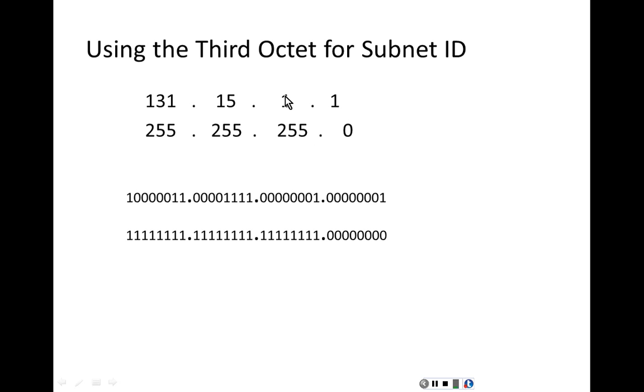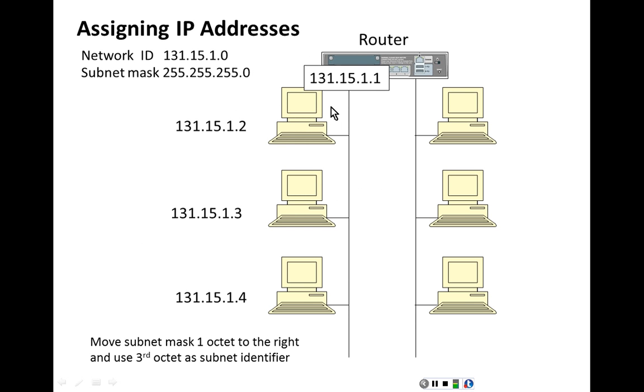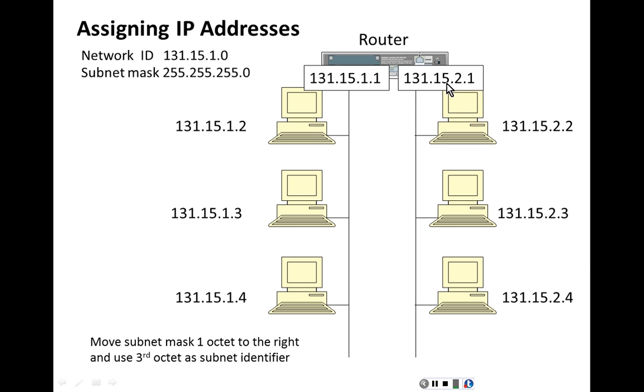We'll make it subnet 1 in network 131.15, subnet 1, workstation 1. So what we've done is we've used the third octet to identify this network as network number 1. Now, when we go over to our next network, we will still use 131.15. But since we've pushed the subnet mask over one octet to the right, we now use the third octet over here to identify this as subnet 2. So they're both 131.15, which satisfies our requirements.